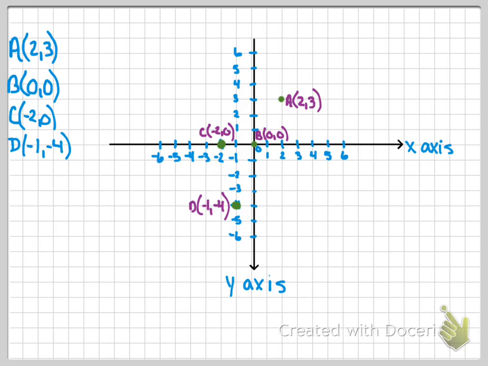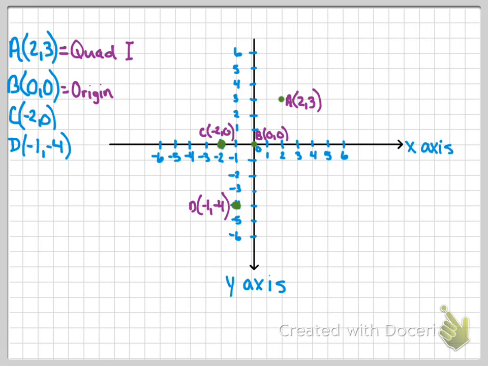What quadrant is point A in? Quadrant 1. Very good. What about B? What's the location of B? Point of origin. It's at 0, 0. Point of origin.